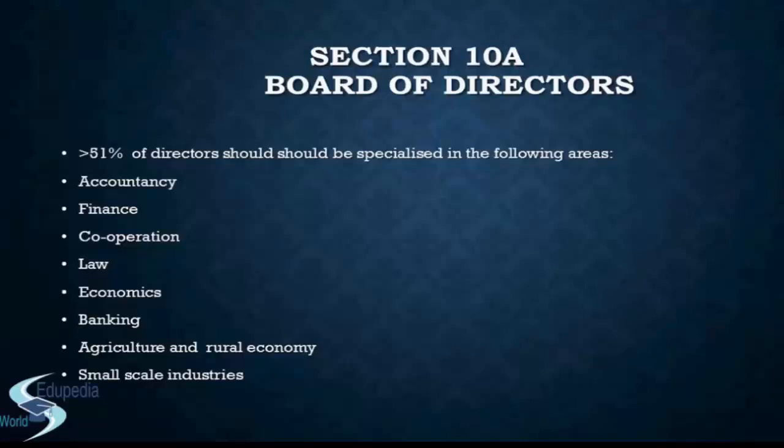Then you have the agriculture and rural economy, which is linked to your DT, direct tax paper, where you have a specified section on the agricultural income.